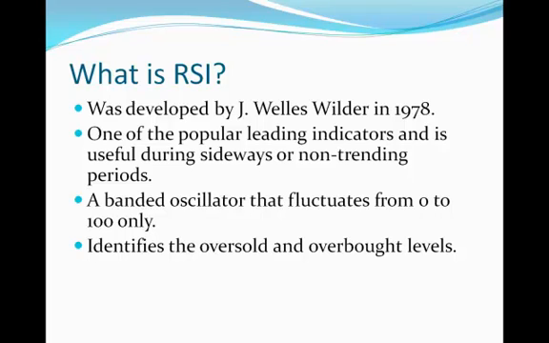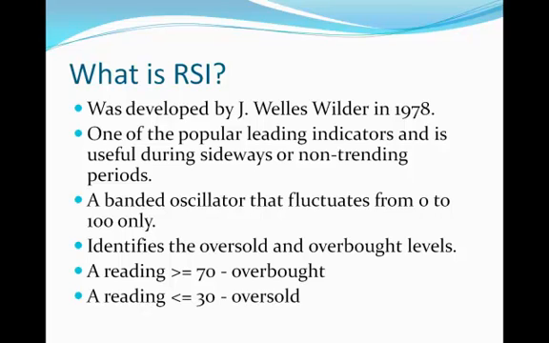One of the methods for analyzing RSI is to identify the oversold and overbought levels. A reading greater than 70 will indicate that the underlying security is already overbought. Thus, prices are expected to falter. And a reading below 30 will signify an oversold, where prices are likely to rise afterwards.